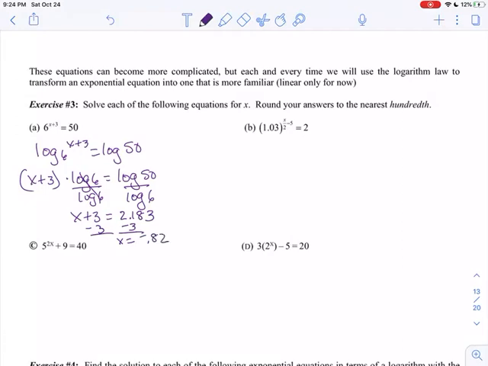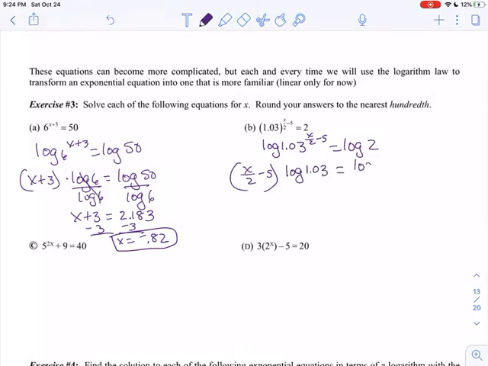Now I have to get x by itself, so I have an extra step. I still don't have x by itself. I'm going to have to subtract 3. Okay, so x equals negative 0.82. Okay, so you can see I'm making them a little bit more complicated. Do the same thing though, taking the log of both sides.